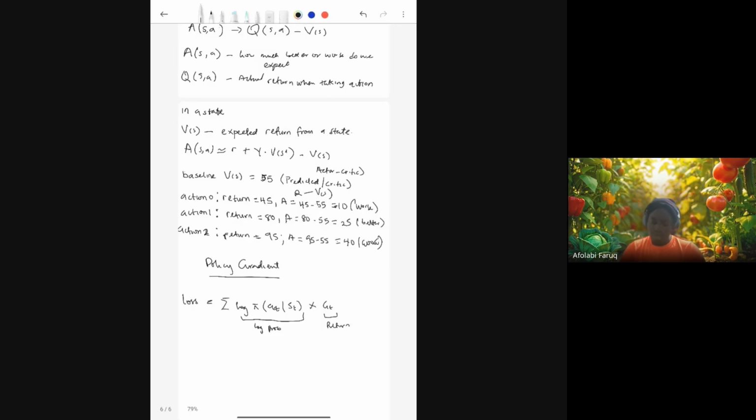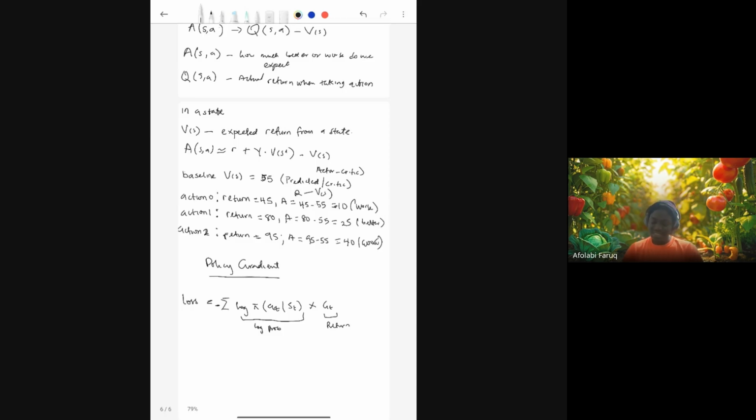Now, we have a negative sign here. What the negative sign will help us do is that we want to maximize the reward, and then we optimize the loss as well. The optimizers minimize the loss, so negating the reward means we are minimizing the problem.